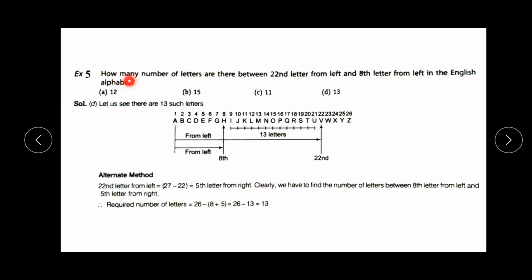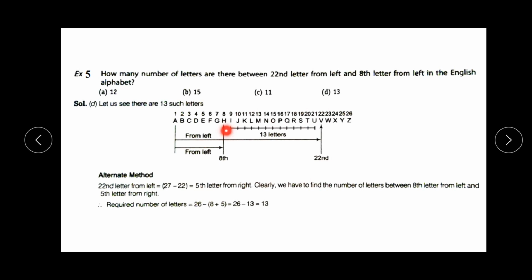The next, how many letters are there between the 22nd letter from the left and the 8th letter from the left in the English alphabet? This is the English alphabet, and we have to find out the middle letters, the letters between the 8th and 22nd. How can we find this? If we subtract 8 from 22, that time we count this 22nd letter also. So to find it fast, we do 22 minus 8 and minus 1, and that will be the middle letters between the 8th position from the left and the 22nd position from the left.